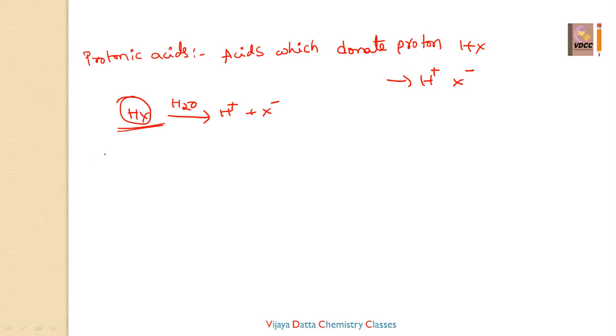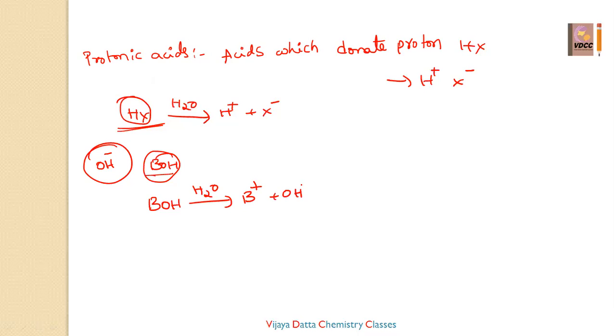The compounds which contain OH minus ions are generally known as bases and are represented as BOH. These are called protonic bases. Those which are ready to donate the OH minus ion are called bases, represented as BOH. When BOH is dissolved in water, it forms B plus and OH minus.